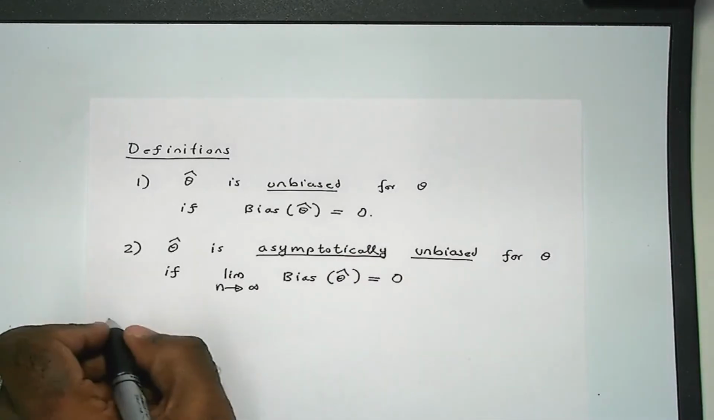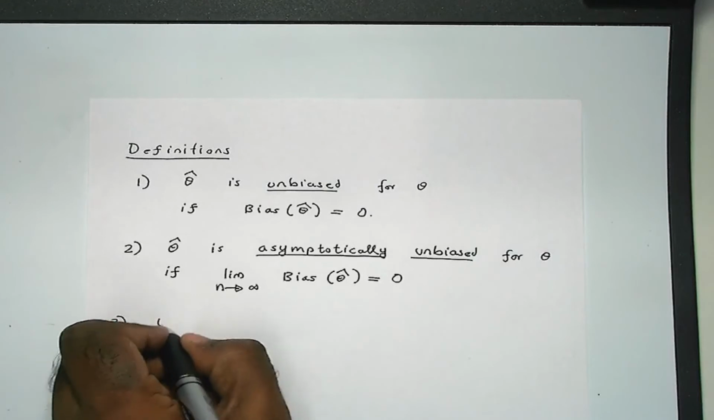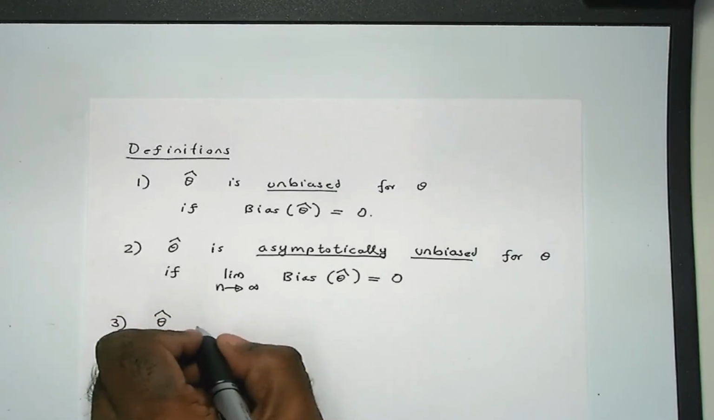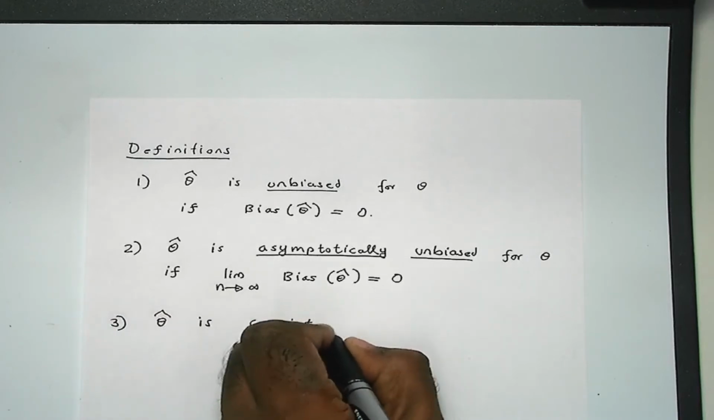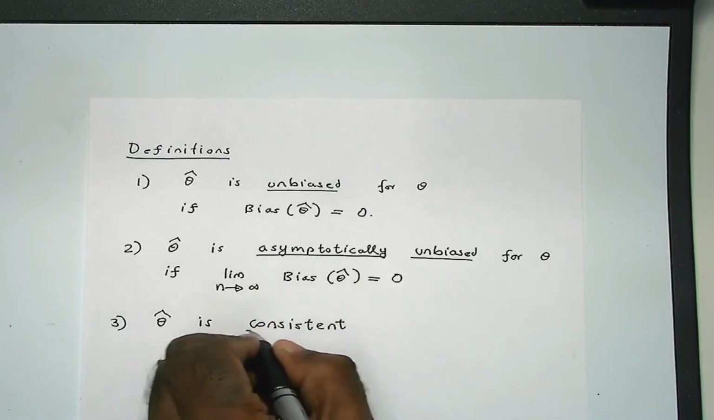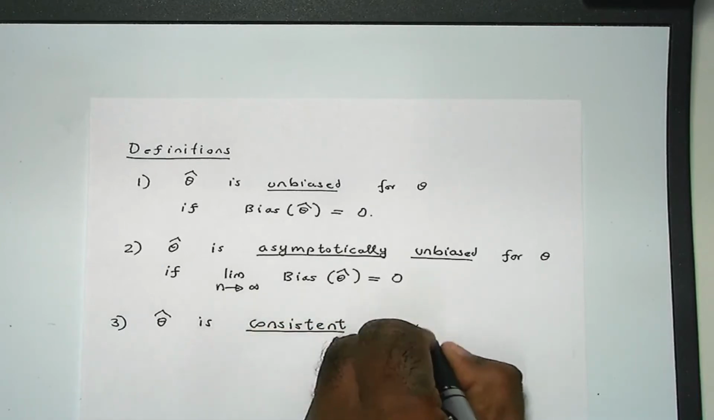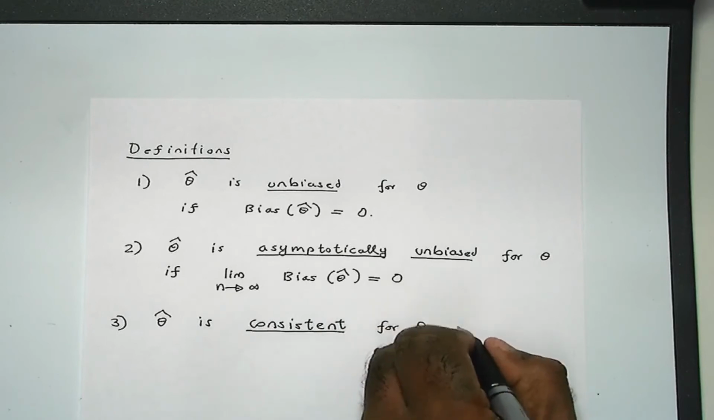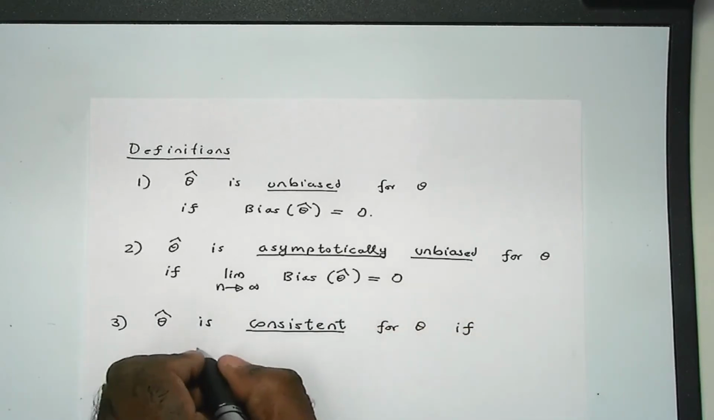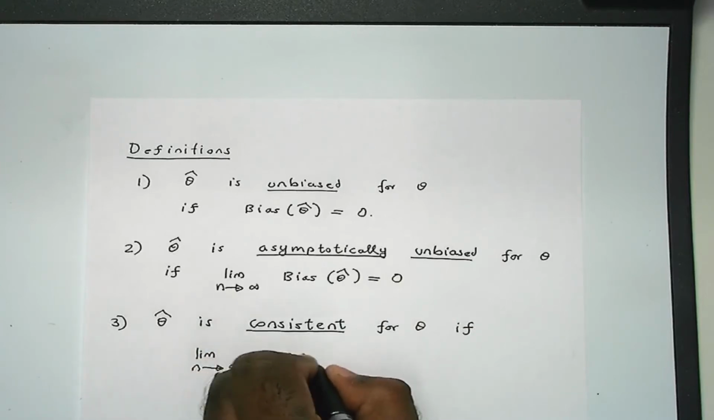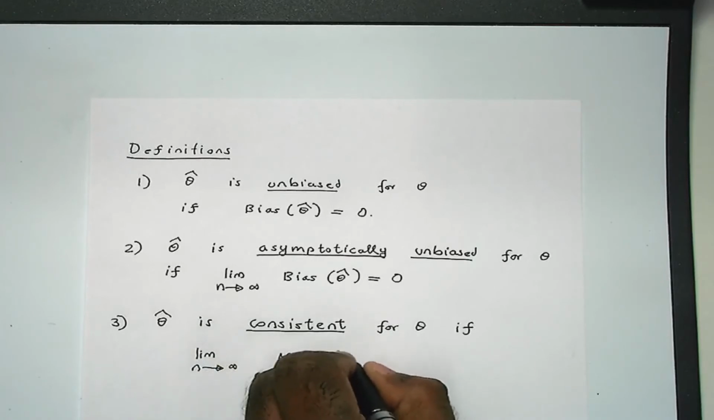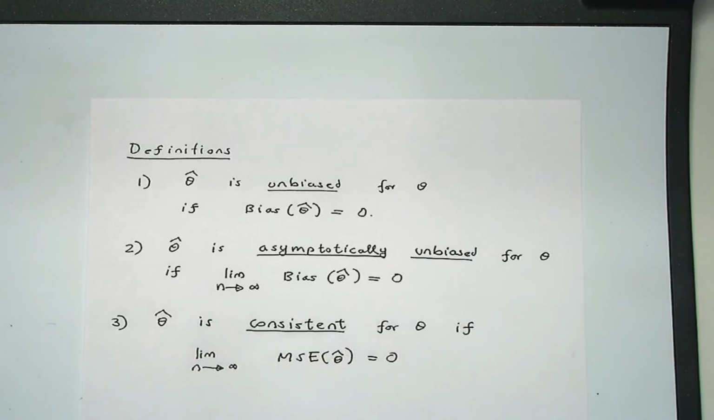Number 3, an estimator theta hat is consistent for theta if the limit as n approaches infinity of the MSE of theta hat is equal to 0. So these are 3 important definitions you need to know: unbiasedness, asymptotic unbiasedness, and consistency.